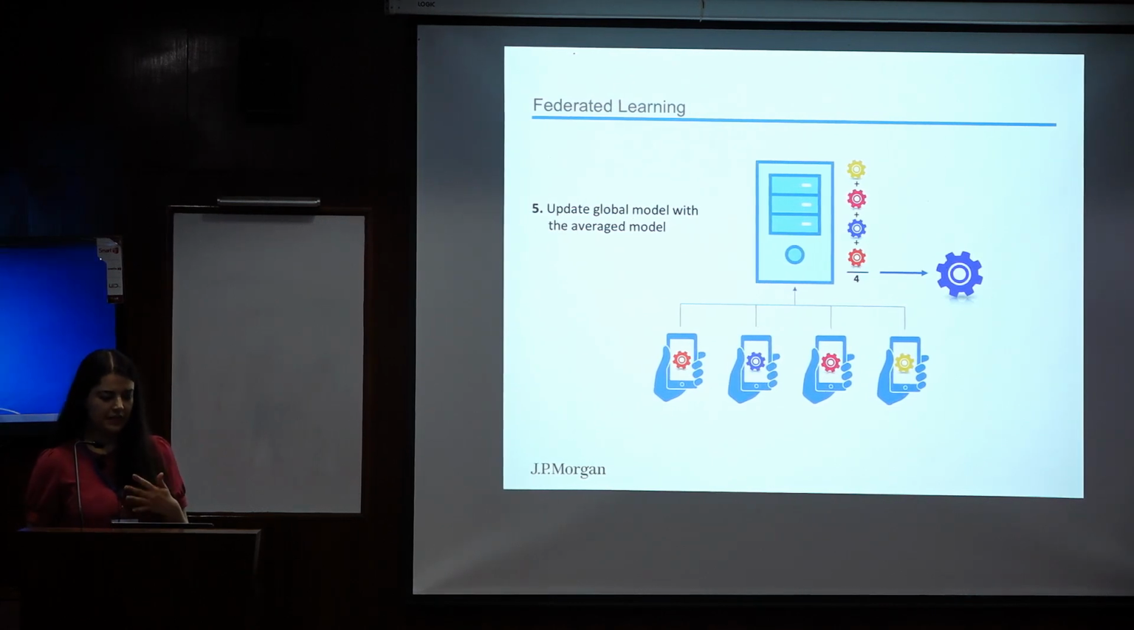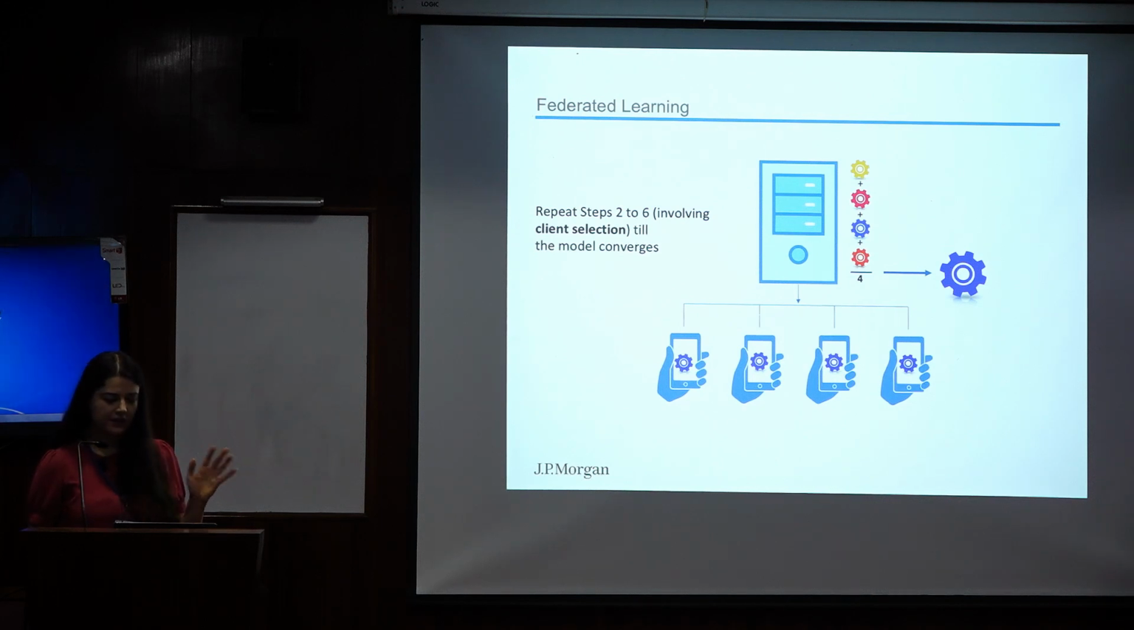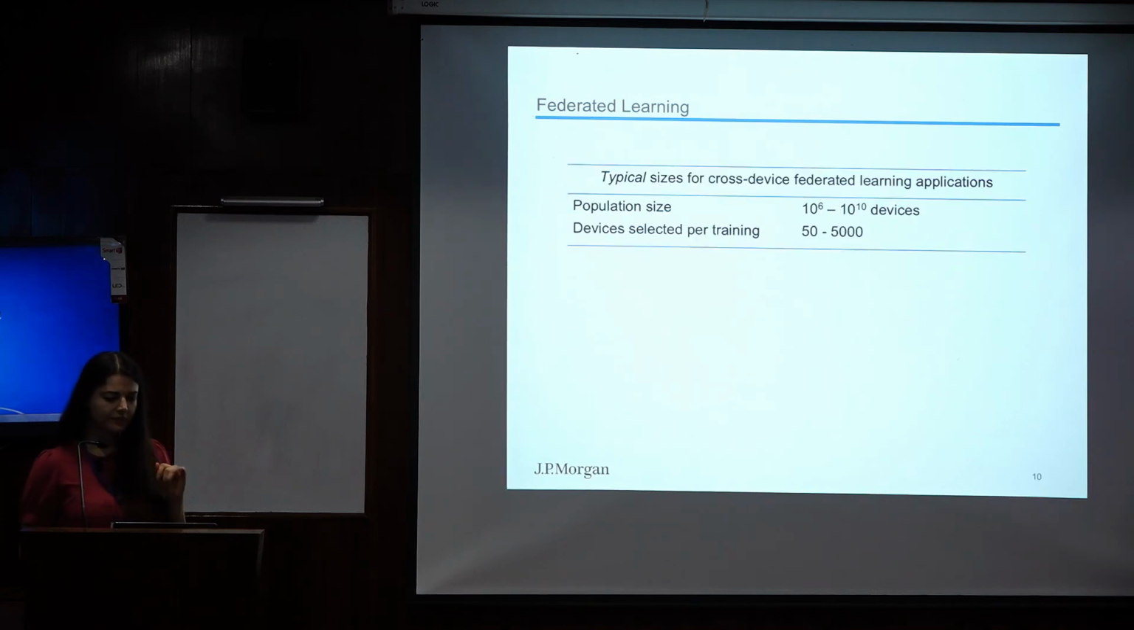In the next step, it sends this new updated model back to the users, and the users keep training on this model. We keep repeating this process until the model converges. So this is, at a high level, the setting of federated learning. The idea here is that the data doesn't leave the mobile devices, it stays there. We train locally and we only send the model parameters to the middle server.